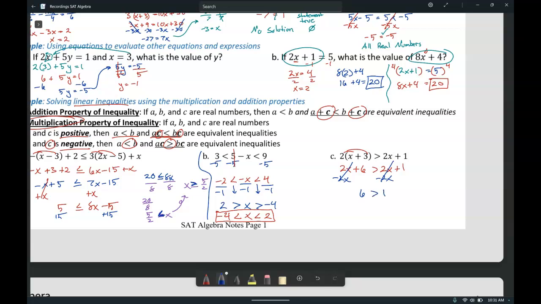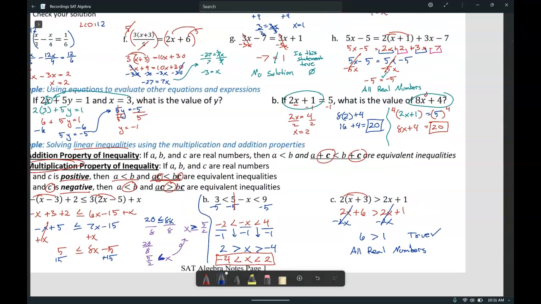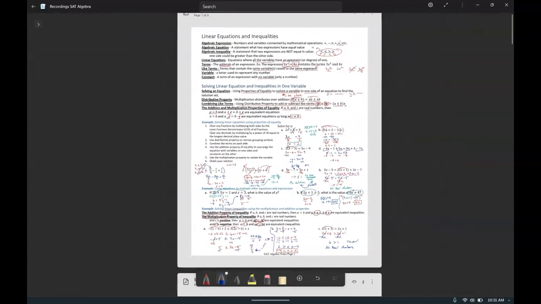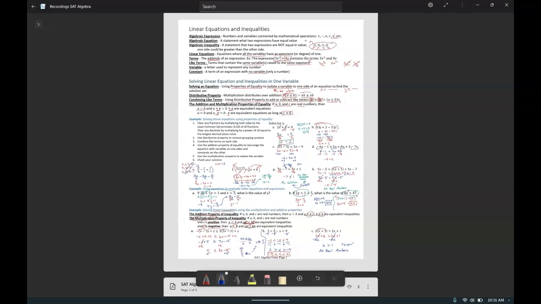And again, we ask ourselves, is this statement true? If the statement's true, then we have all real numbers. All real numbers, which is the case here. This is a true statement. But if the statement was false, like we had up here, then we would be left with no solution. Okay? And that is it for the basics of solving linear equations and inequalities.